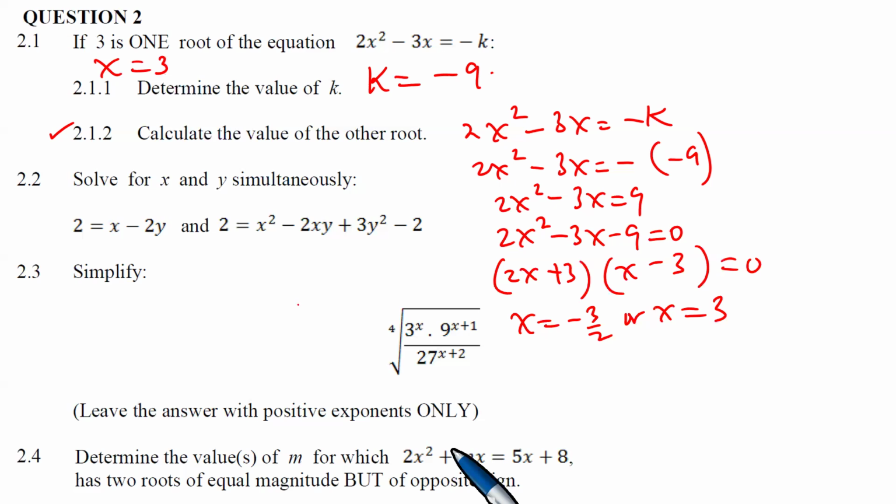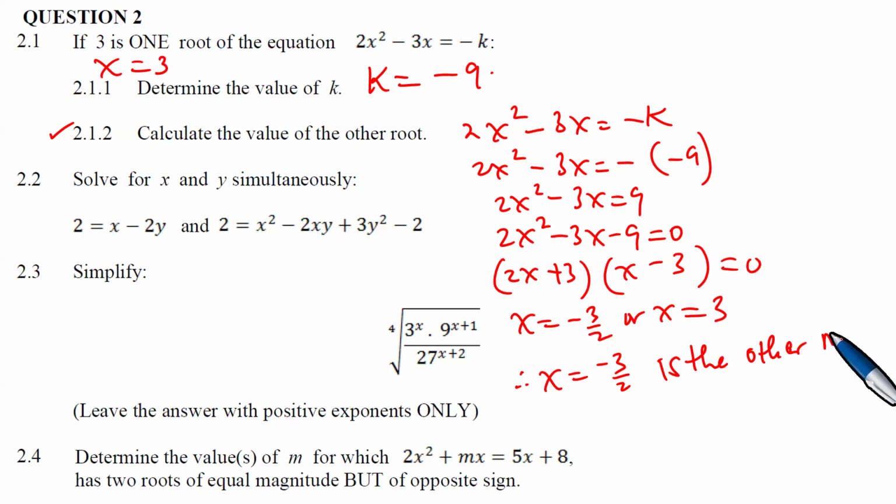And that means, therefore, we conclude that x equals minus 3 over 2 is the other root. Right, because the question said calculate the value of the other root, so the other root is x equals minus 3 over 2.